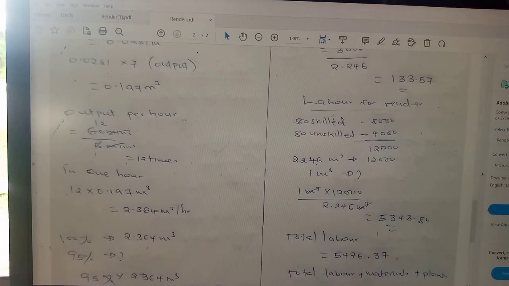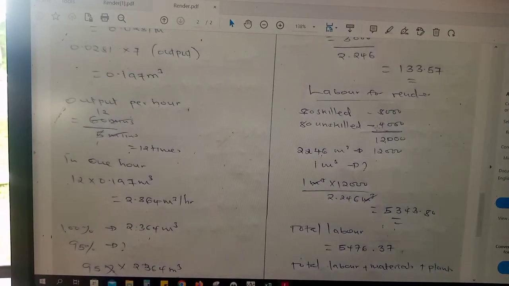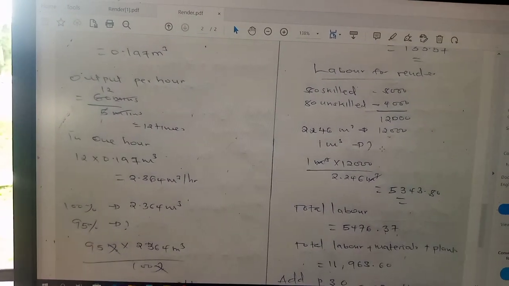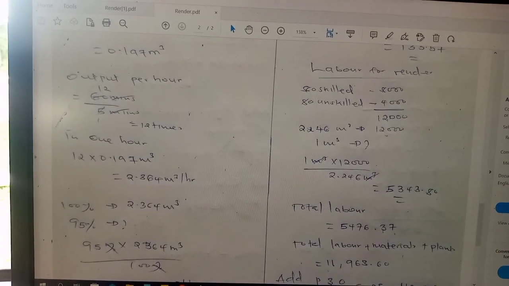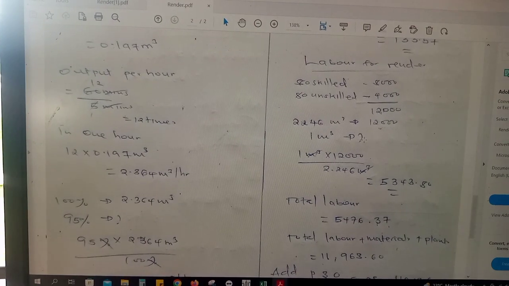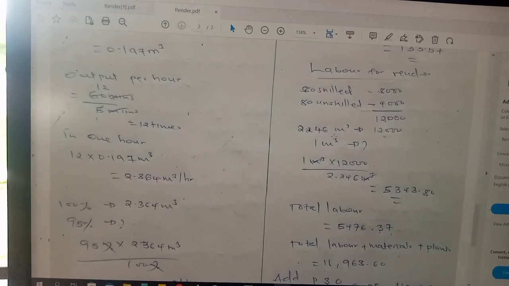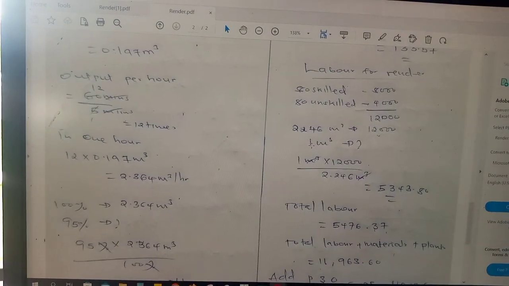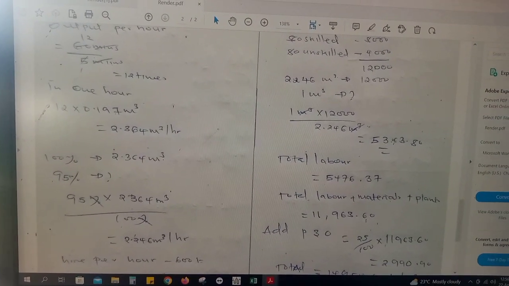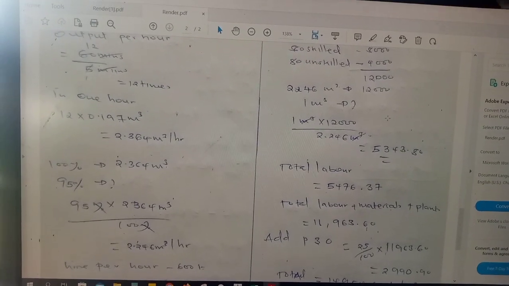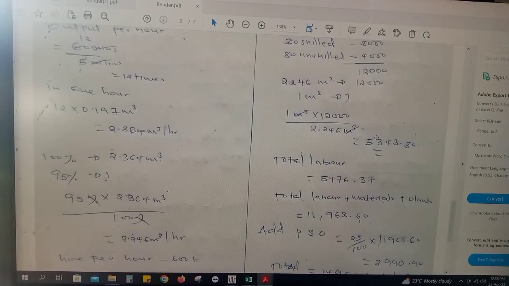Then the labor for render. The labor for render, these are constants also. 80 skilled, which is 8,000, 80 unskilled, which is 4,000, the total is 12,000. These people will do the render. So you'll say 2.246 cubic meter is equal to 12,000. What of 1 cubic meter? 1 cubic meter will be 5,343 and 80 cents.